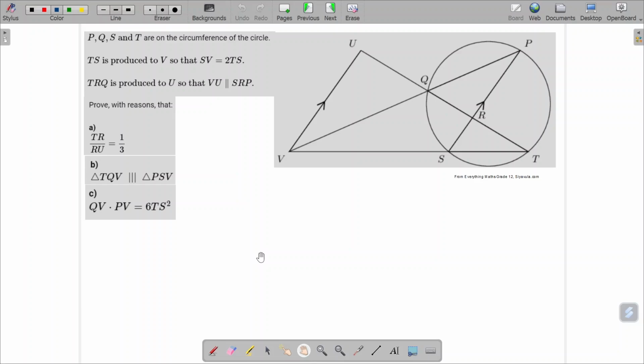TS is produced, so simply elongated, made longer, to V, such that SV equals 2TS. So again, like I said to you before, I'm going to mark my information on the diagram. So I'm going to mark that orange statement over here. SV is twice as long as TS. So I know that that length there is in the ratio of 2:1.